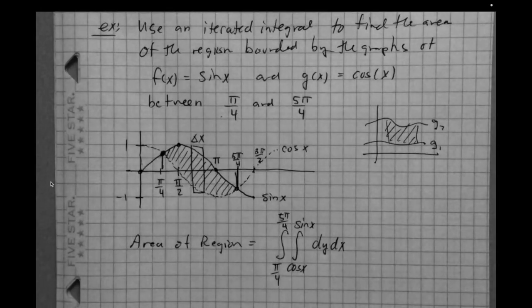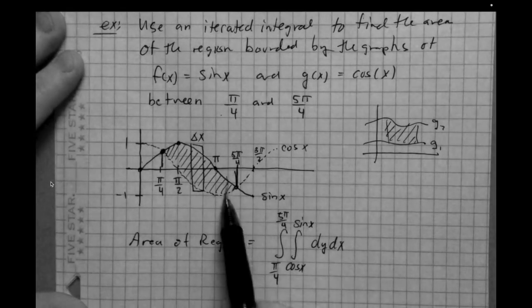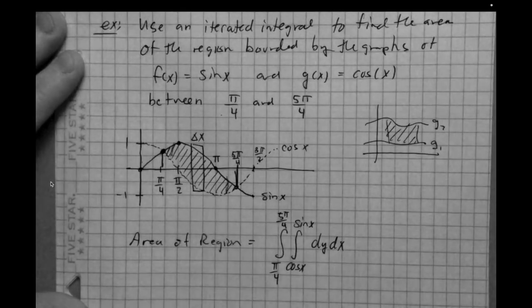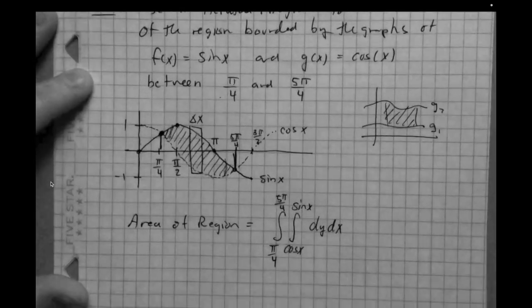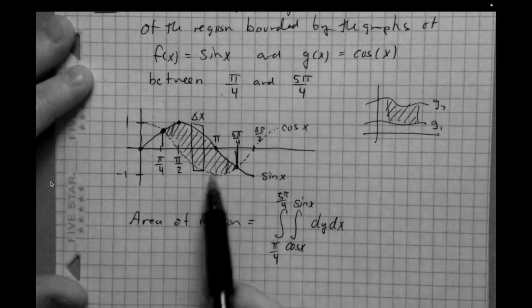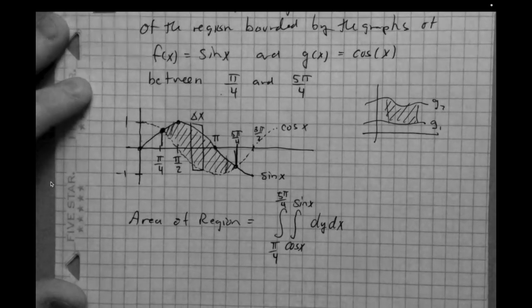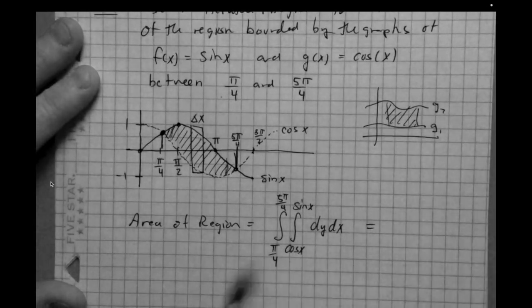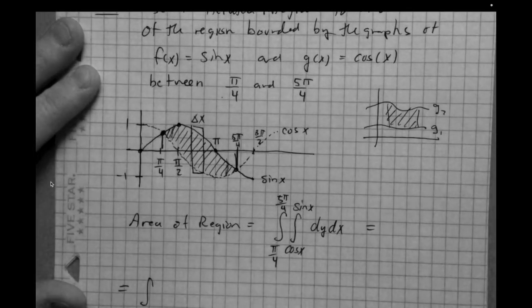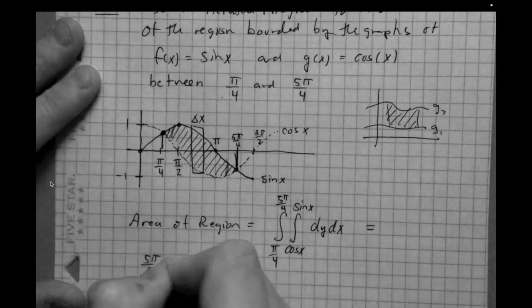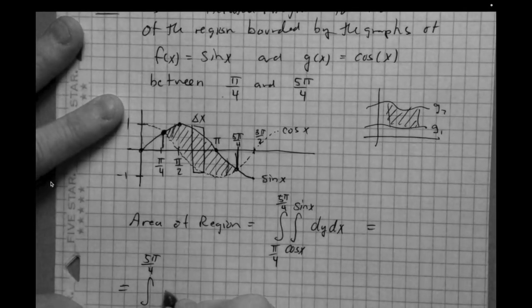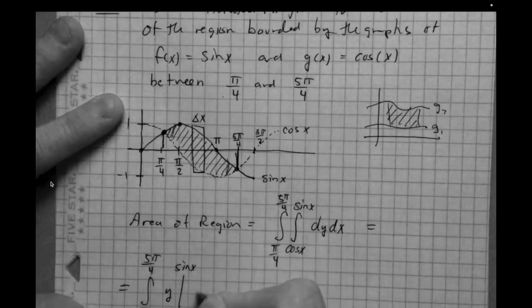Now, if the sine and cosine didn't necessarily intersect at those points, maybe you were cutting off your limit of integration there, that would be fine. You could just plug in whatever those bounds happen to be. Now, if they cross over, though, then you have to do something different. But in this case, it's easy to just plug those straight in, and then we can integrate this. So this is going to be the integral from pi over 4 to 5 pi over 4, and then it's going to be y evaluated from cos x up to sine x dx.